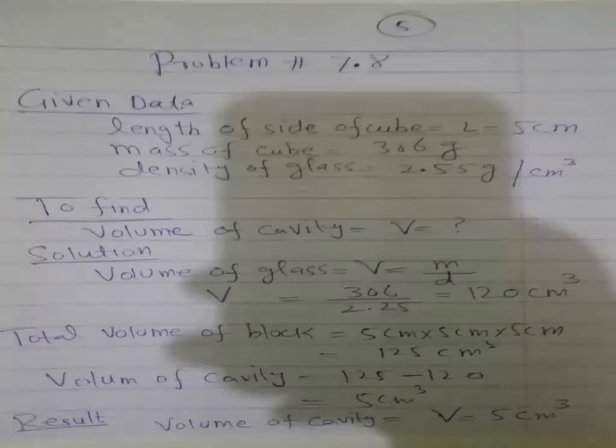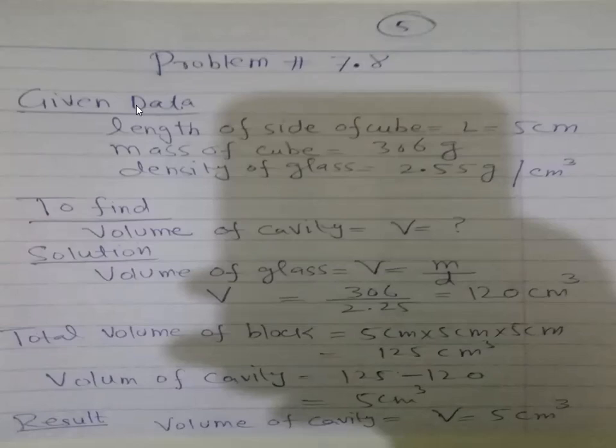Next is numerical 7.8. First of all, I read the statement of the numerical. A cube of glass 5 centimeter side and mass 306 gram has a cavity inside it. If the density of glass is 2.55 gram per centimeter cube, find the volume of the cavity. I repeat, the cube of glass of 5 centimeter side and mass 306 gram has a cavity inside it. If the density of glass is 2.55 gram per centimeter cube, find the volume of the cavity.